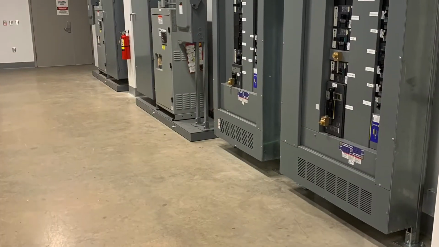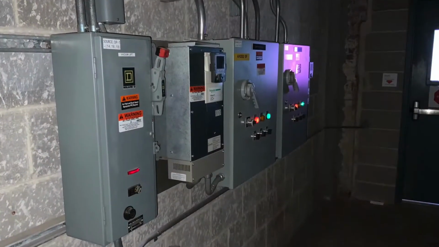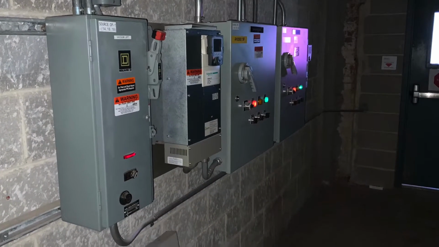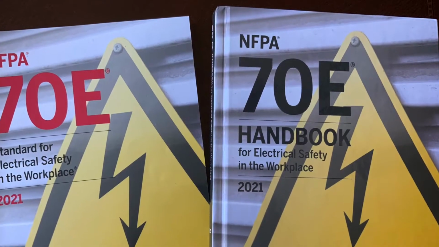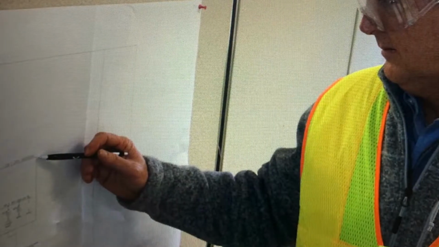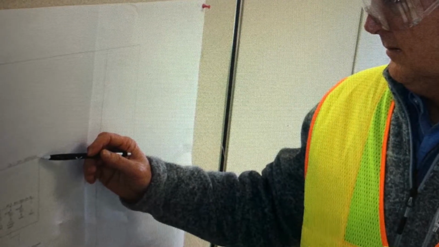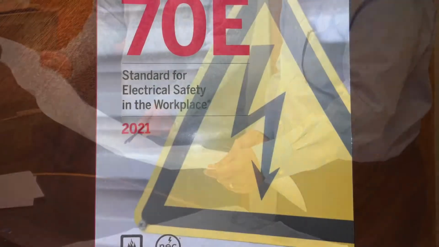The intent of this video is to explain the importance of a job briefing, describe the contents of a job briefing, and identify when a job briefing must be performed. NFPA 70E Article 110, which is General Requirements for Electrical Safety Related Work Practices, includes a section on job safety planning and conducting a job briefing with employees.